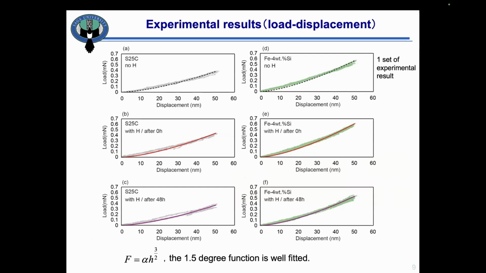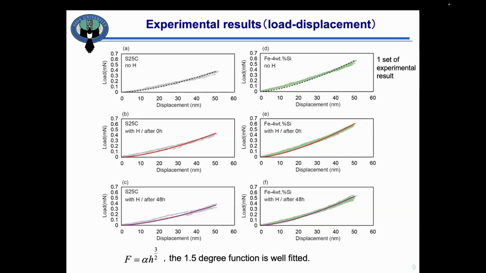Okay, these are the experimental results. The left-hand side is the low carbon polycrystalline steel. The right-hand side is a single crystalline iron-silicon material. The gray dotted points are the raw data, and the broken line and red line are approximated by this 1.5 degree equation. As you can see, for all the results, the 1.5 degree function, the Hertz equation, can fit well.